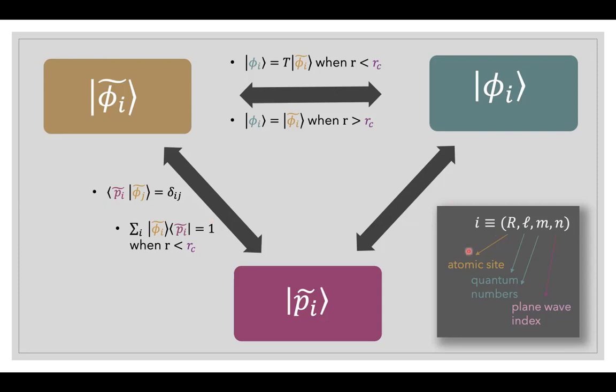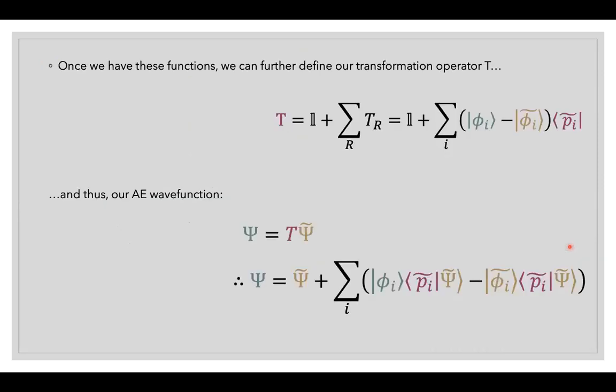Just as a side note, the subscript i refers to actually 4 things. It refers to R, the atomic site. It refers to 2 quantum numbers, the angular quantum number and the magnetic quantum number. But then it also refers to a plane wave index. So that is related to the way that we define the partial waves in the earlier slide.